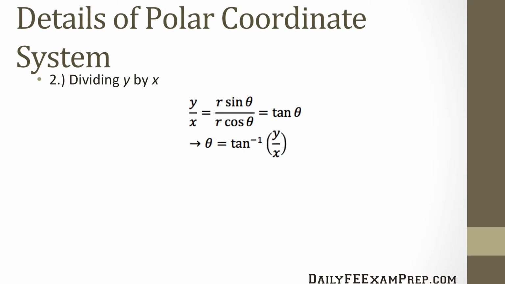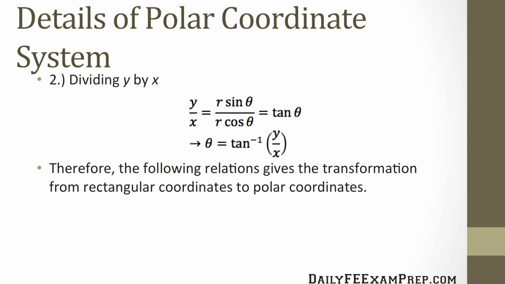So we get y divided by x is equal to r sine theta divided by r cosine theta, which equals tangent theta. So theta is equal to the inverse tangent of y divided by x. Therefore, the following relations give the transformation from rectangular coordinates to polar coordinates. Theta is equal to the inverse tangent of y over x, and r is equal to the square root of x squared plus y squared.